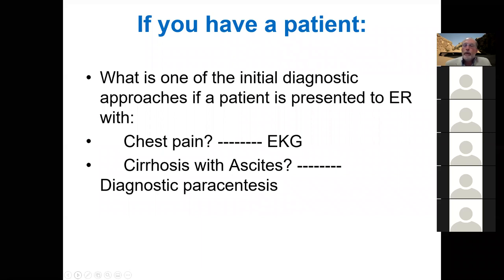So chest pain, always have an EKG, of course. Cirrhosis with ascites, you're always gonna get a paracentesis. You get that paracentesis done early, quickly, ultrasound guidance, don't check coags.